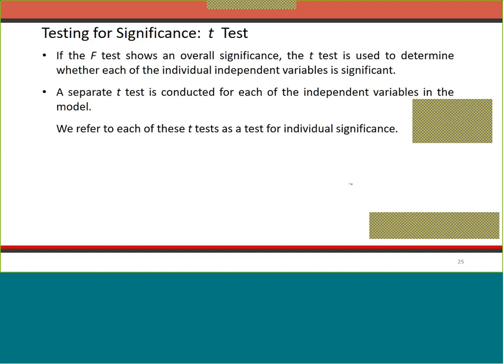Whereas the t-test gives combinations like y and x1, y and x2, y and x3. Like that, it gives the individual significance. So the significance of y and x1 in the population, the significance of y and x2 in the population, the significance of y and x3 in the population, all those things will be dealt with.